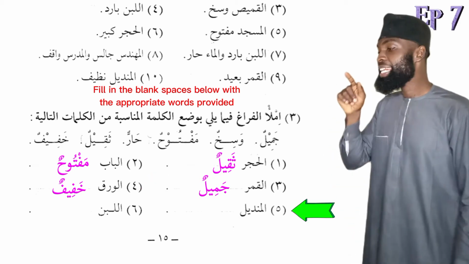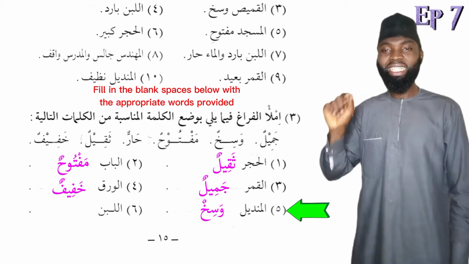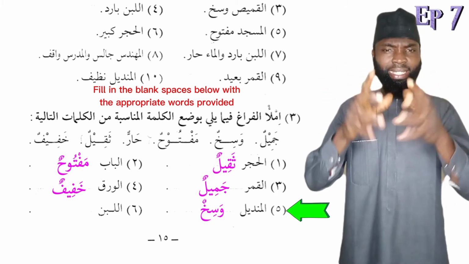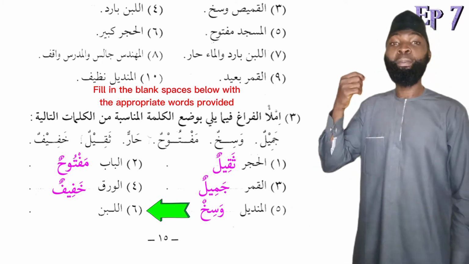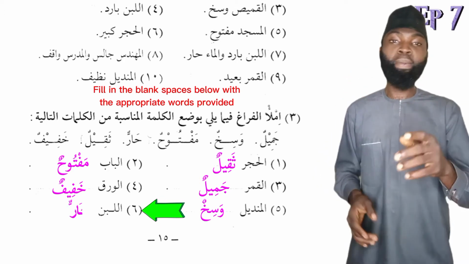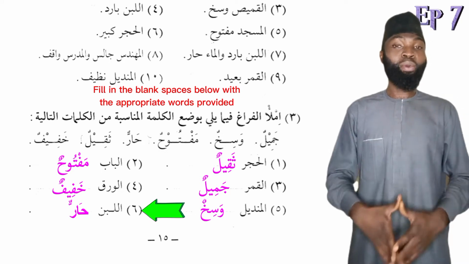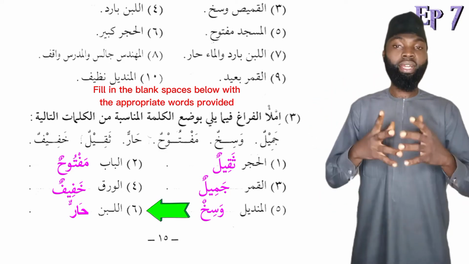Now let's go to al-mindilu, the handkerchief, wasikhun. Al-mindilu wasikhun, the handkerchief is dirty. MashaAllah. Then lastly, al-labanu, the milk. We have just one word here that we have not used, and the word is harrun, which simply means hot. Al-labanu harrun, the milk is hot.